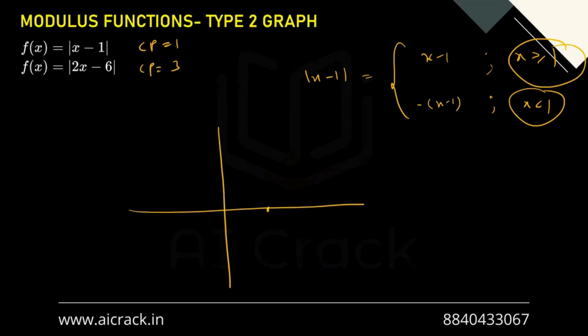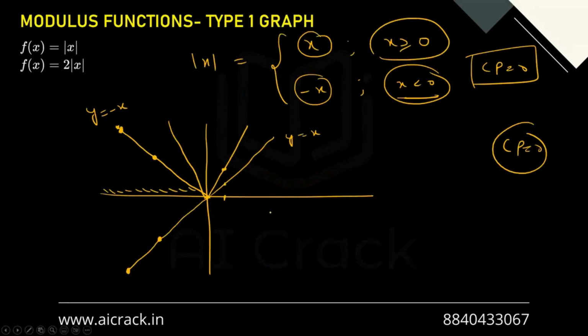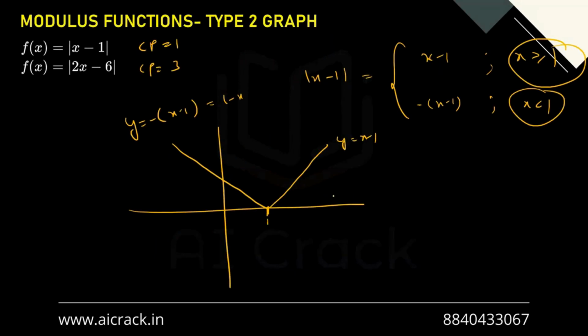we'll be getting 0 at 1, right? And that is our bottom. So this is our function y equals to x minus 1 for x greater than equals to 1. And this is our function y equals to minus of x minus 1, that is nothing but 1 minus x for x less than 1. So we can see that we are getting a bottom at critical point. In previous modulus function, that is modulus x, we got a bottom at 0 because that was the critical point. Over here we are getting a critical point at 1. That's why we are getting the bottom at 1.